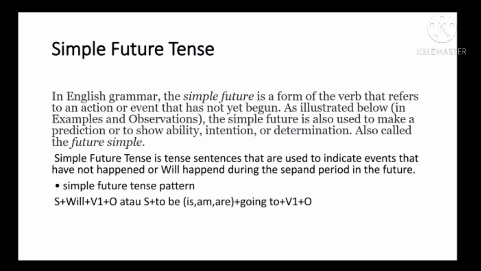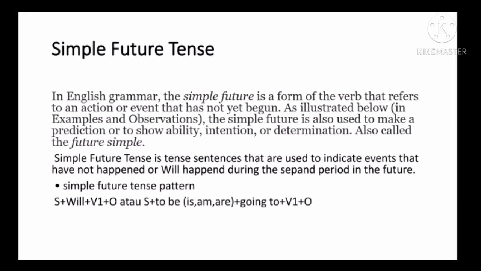The second topic is the simple future tense. In English grammar, the simple future is a form of the verb that refers to an action or event that has not yet begun. As illustrated below in example and observation, the simple future is also used to make a prediction or to show ability, intention, or determination, also called the future simple.